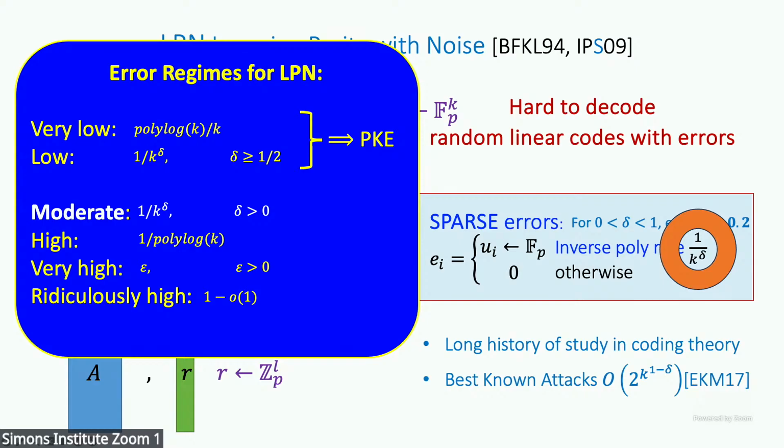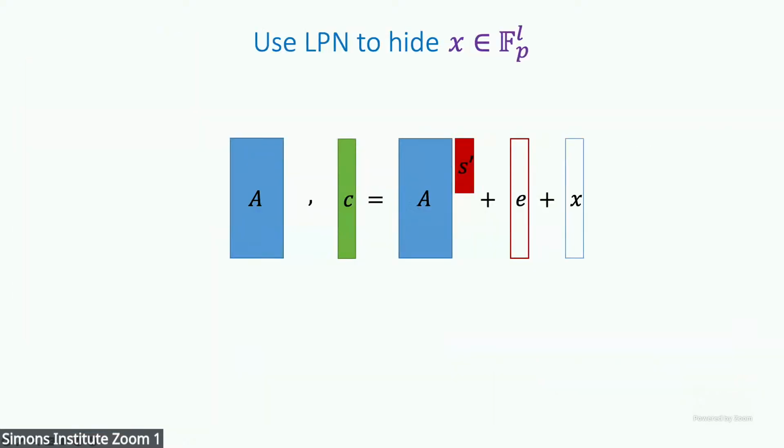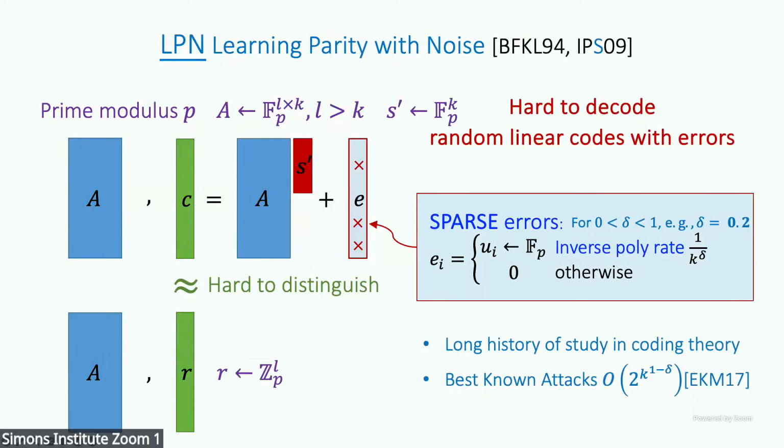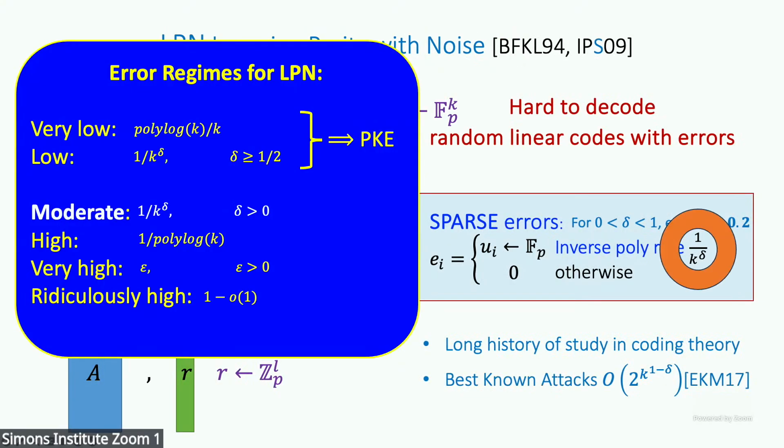Maybe high error would be like 1 over polylog error. That's an enormous amount of error from the point of view of algorithms. Let's say very high would be a constant fraction, where a constant fraction of the information is just destroyed. And then ridiculously high is like 1 minus 1 over polylog, in which you destroy almost everything, almost all of the output. All of these things we don't know how to build public key encryption from. So we're in this moderate regime. Okay, very good. Is there any question about just what LPN is?